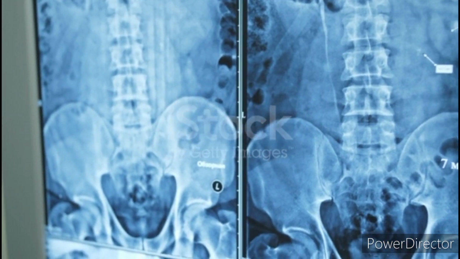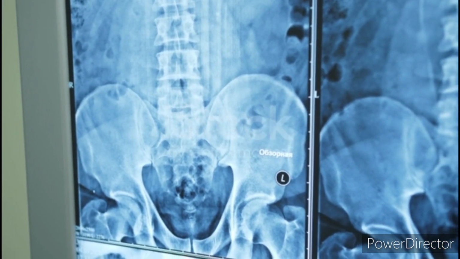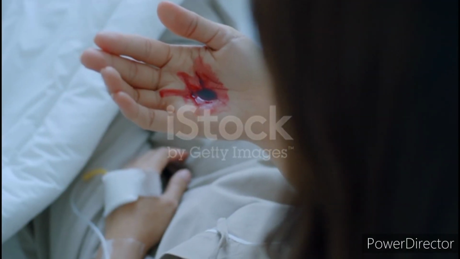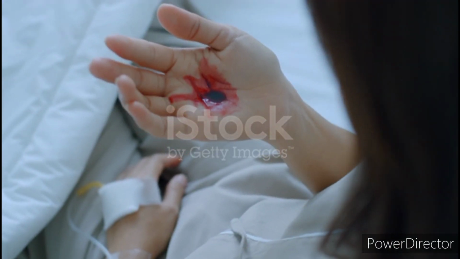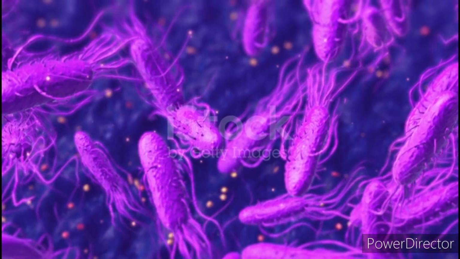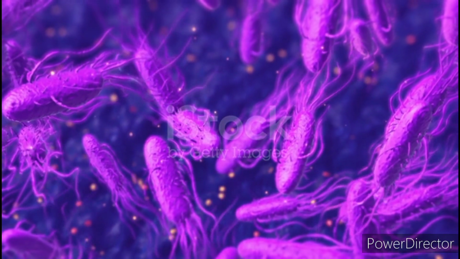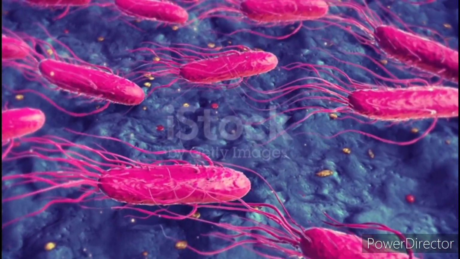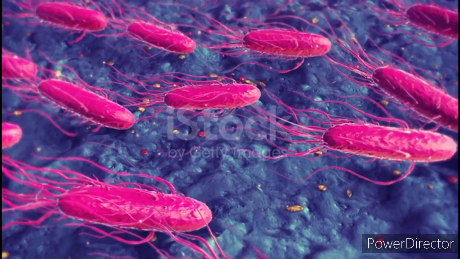Treatment of TB. TB is treated with a combination of antibiotics that are taken for 6 to 9 months. The antibiotics used to treat TB include number 1 isoniazid, number 2 rifampin, number 3 ethambutol, and pyrazinamide.